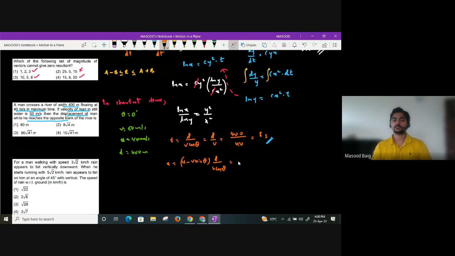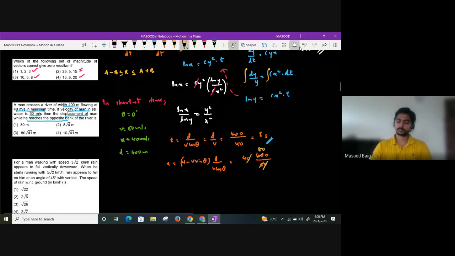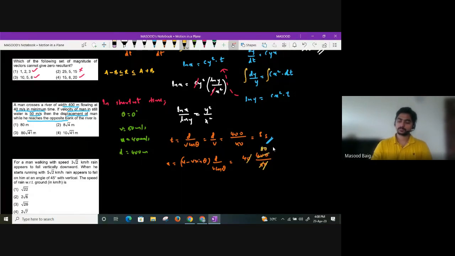Yes or no? So what is u given as? 40. What is theta? 0 here. Sine 0 will be 0 again. So what can I write? 40 into 400 divided by, what is V cos theta we got? 50 we got, no? 50 we got. So you'll get 5 eights, 80 again. So what are we going to get here? You are going to get it as 320.